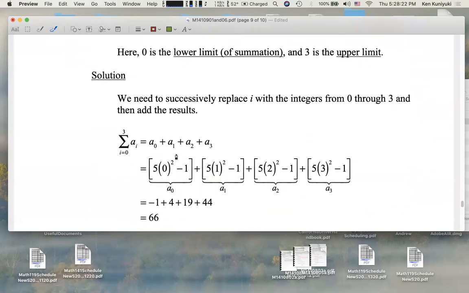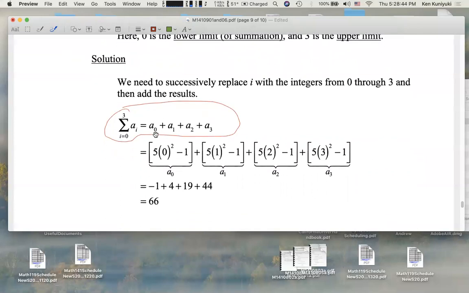All right. So always, whenever you see this, summation I equals 0 to 3 of a sub I, it always, always, always means this. A sub 0 plus a sub 1 plus a sub 2 plus a sub 3. Again, you're plugging in the integers from 0 to 3, one by one, and then you're adding the results.